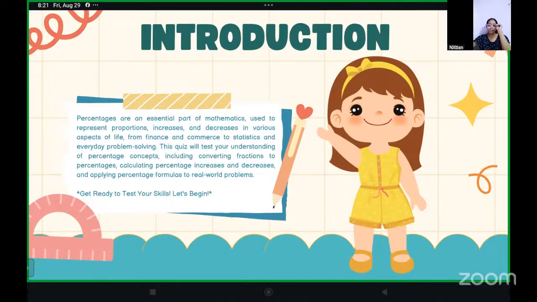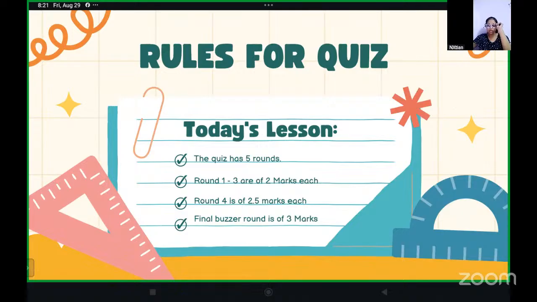Now, I'll tell you the rules. The quiz has 5 rounds. Round 1 and round 2 are rounds where each one of you will get a chance to answer, all 3 of you.